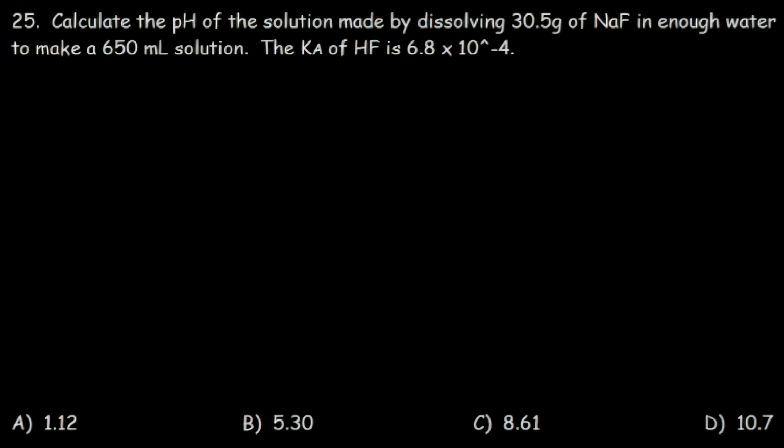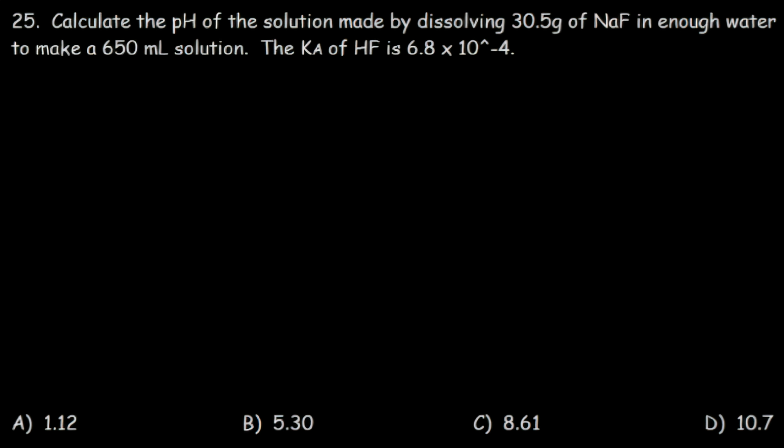25. Calculate the pH of the solution made by dissolving 30.5 grams of sodium fluoride in enough water to make a 650 milliliter solution. The Ka of hydrofluoric acid is 6.8 times 10 to the negative 4. So go ahead and try this problem. Feel free to pause the video and then unpause it when you're ready to see the solution.